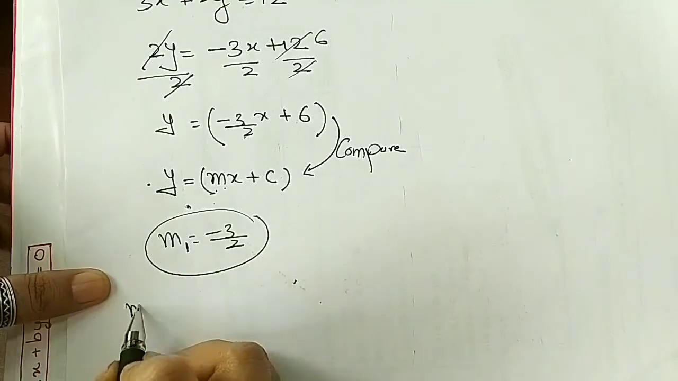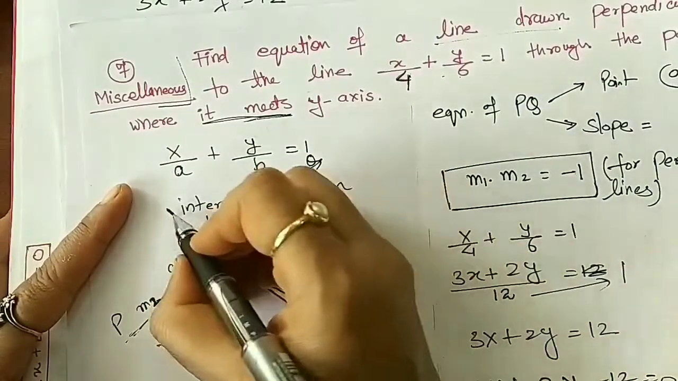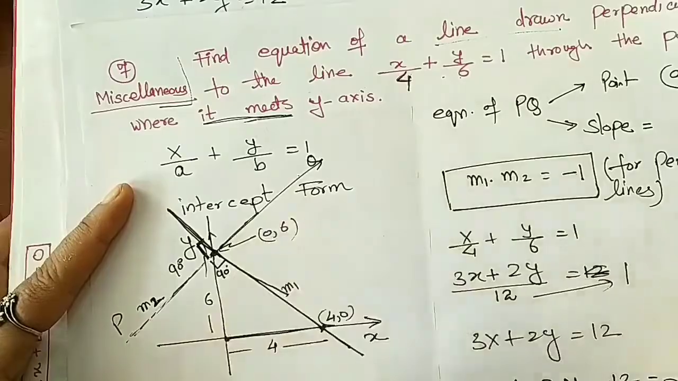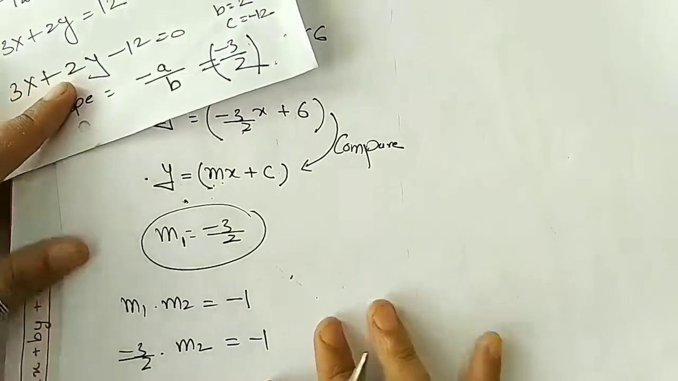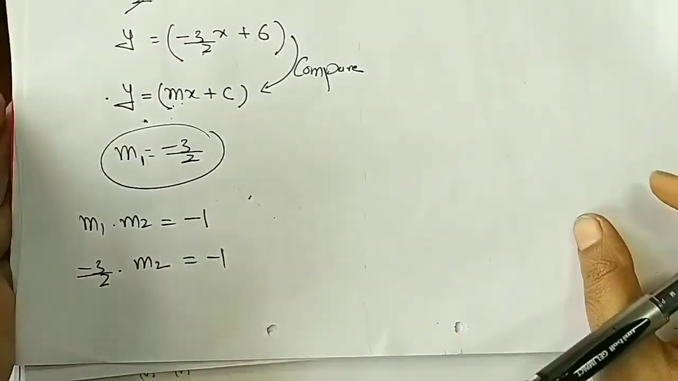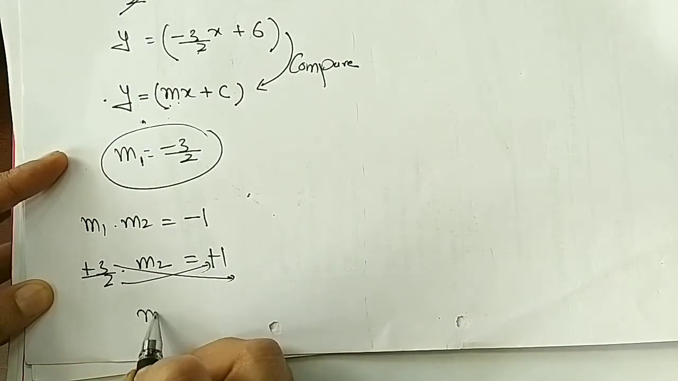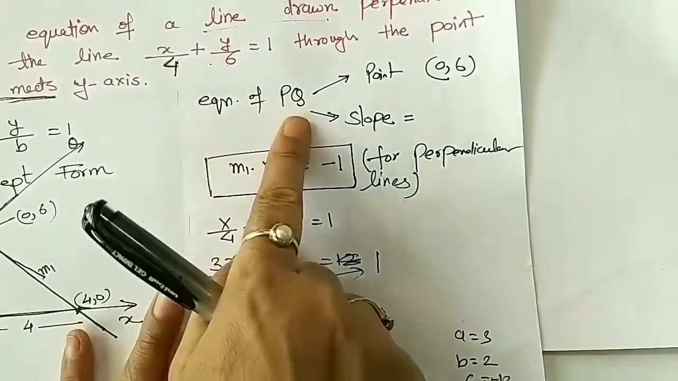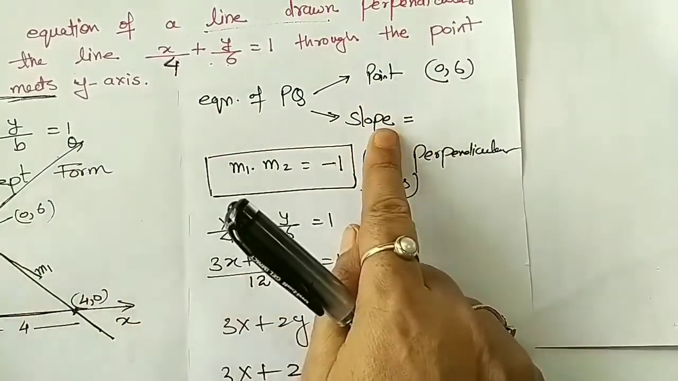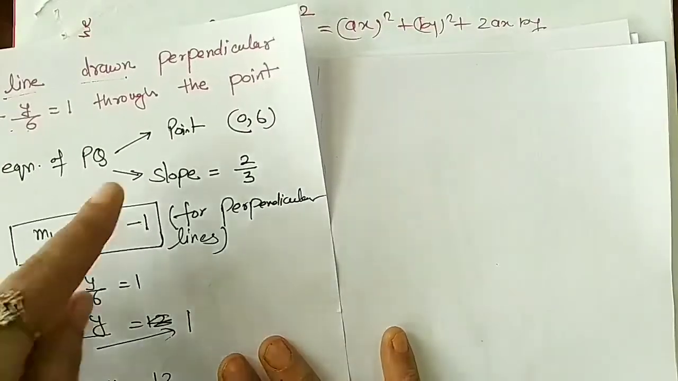Now what will be m2? I know m1 into m2 is minus 1. I just told you this line and this line are perpendicular, 90 degree. So m1 is minus 3 by 2, m2 is minus 1. So what will happen, guys? This minus and minus will become plus. This 2 will go here and 3 here. So m2 will be 2 by 3. I told you to find out the equation of PQ, you wanted a point and a slope. So the slope you got is 2 by 3. Let me mention it.